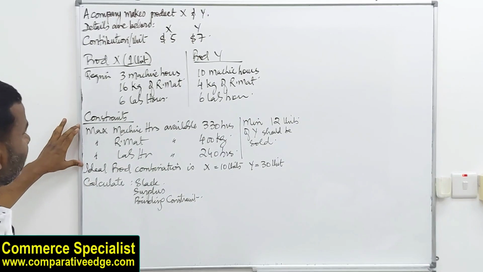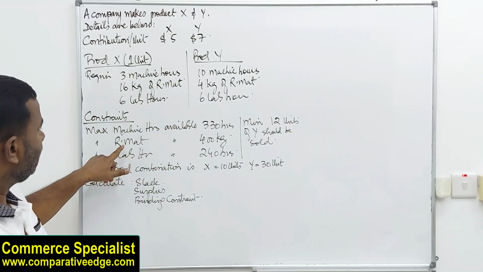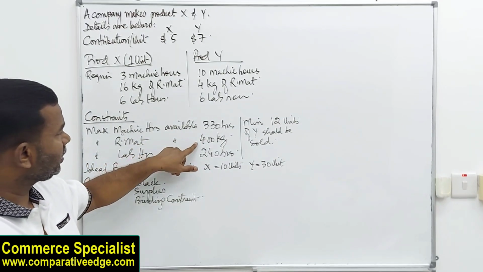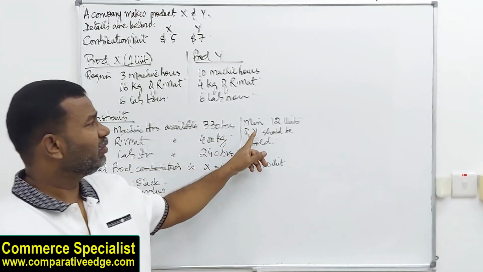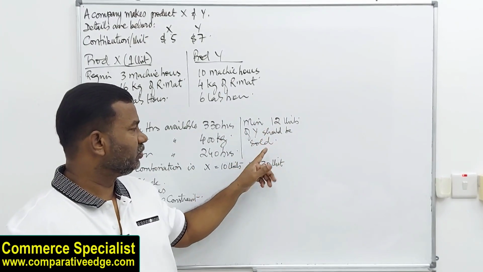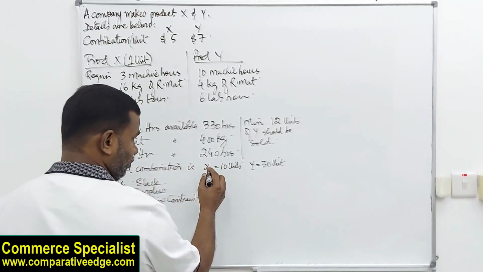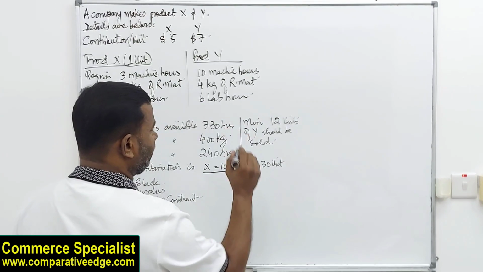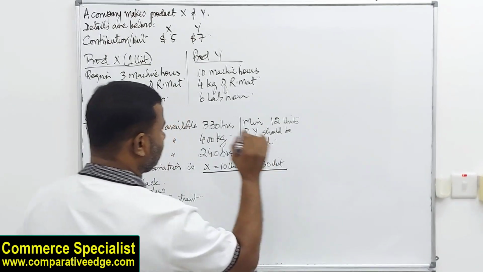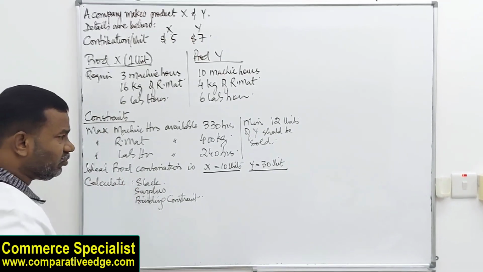Constraints are given here. Maximum machine hours available are 330 machine hours. Maximum raw material available is 400 kilograms. Labor hours available are 240 hours and minimum 12 units of Y should be sold. Here we are also given the ideal combination, which normally we find, that we should be making and selling 10 units of X and 30 units of Y. We are asked to calculate slack, surplus and binding constraint.